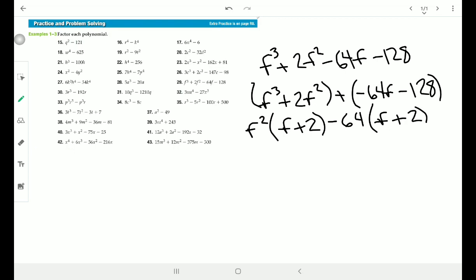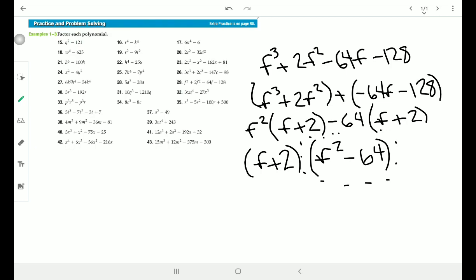Now they each have a factor of f plus 2, so I'm going to factor out this f plus 2, and I'm left with f squared minus 64. Once again, we have a difference of squares on this last one, so we can break this down.